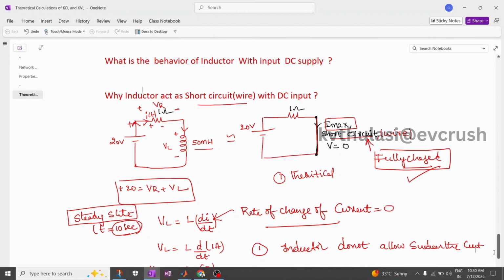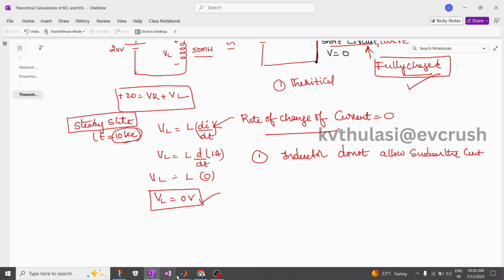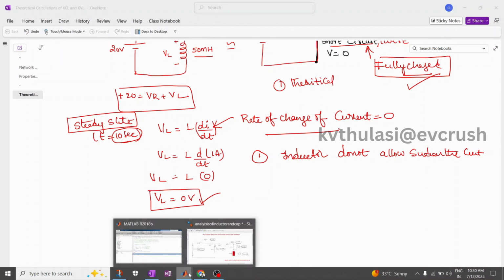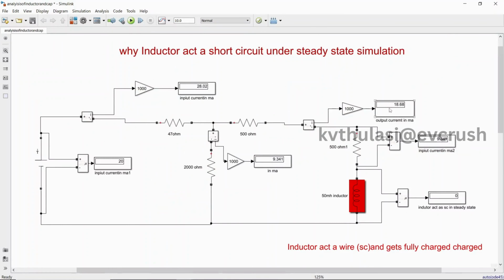Hope you are able to understand. So this is the behavior of an inductor under steady state condition. It just acts like a short circuit. Short circuit means it is getting fully charged. The inductor gets fully charged with a current of 18.68 milliamperes, and the voltage here, you see, is 0.